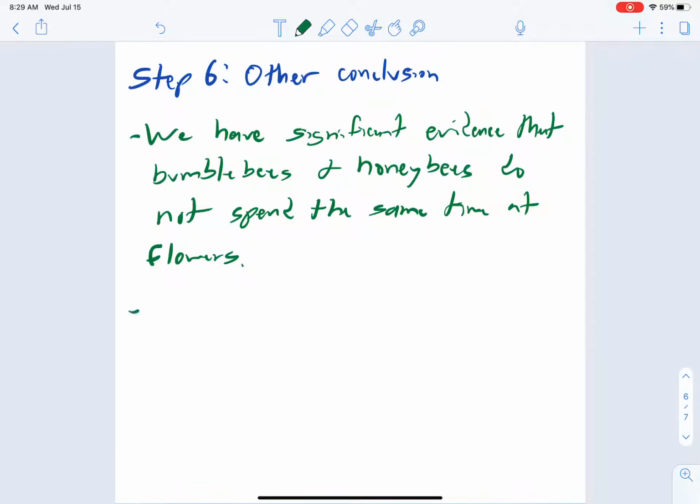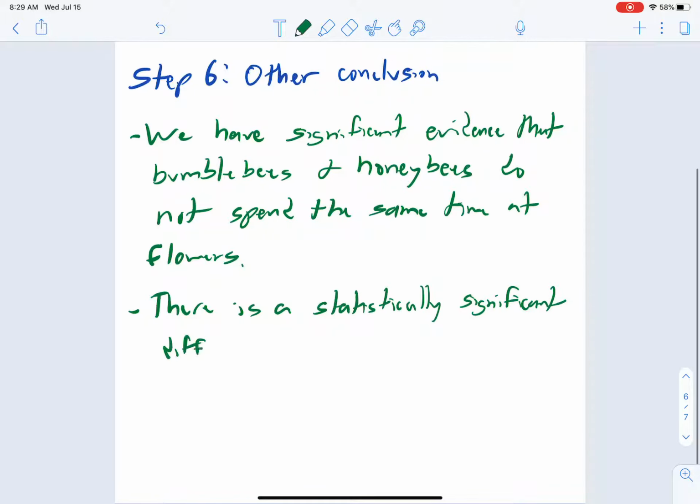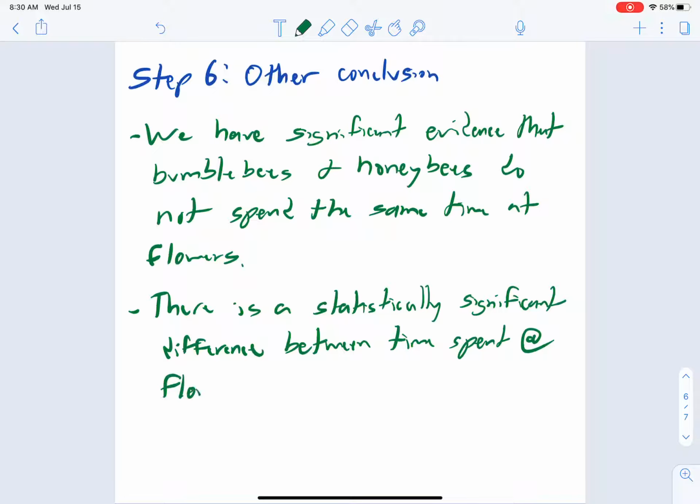We could also say there is a statistically significant difference between time spent at flowers between honeybees and bumblebees. Now, bumblebees. Very, very cool.